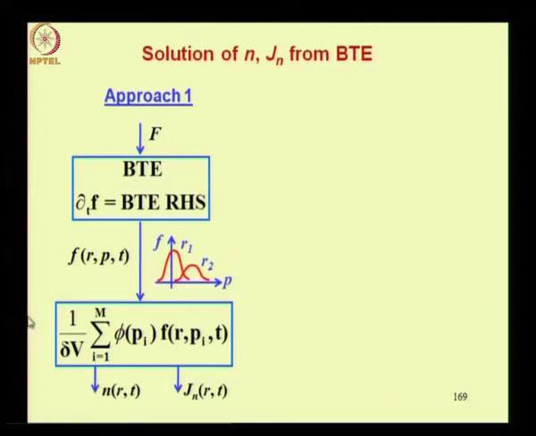Let us look at this equation. Phi is a function of p. By choosing an appropriate function of p, you get n or Jn. For example, if you choose phi of p equal to 1, then the formula yields you n. If you choose phi of p equal to minus q times p by mn, then you get Jn. These formulae were given in the previous lecture.